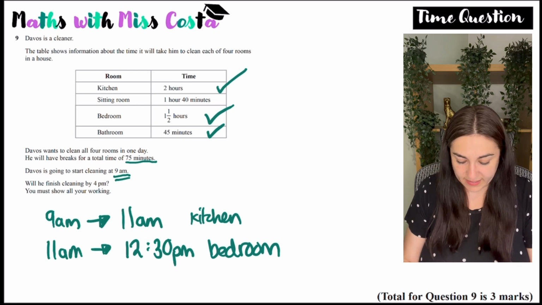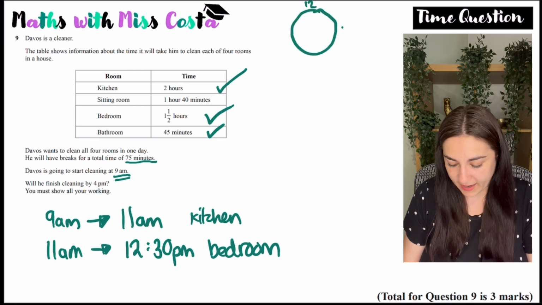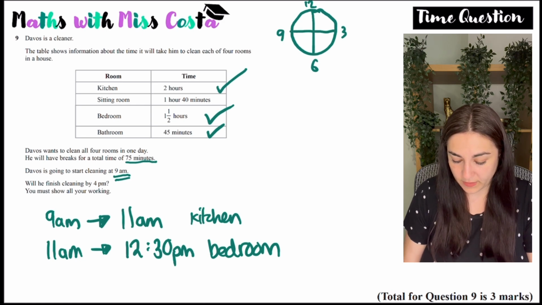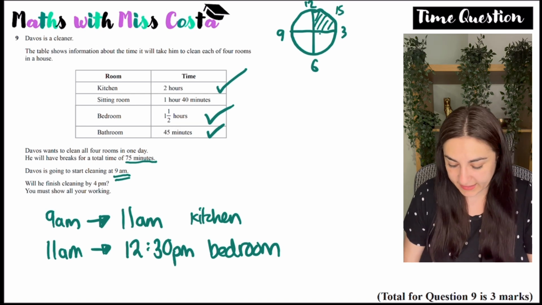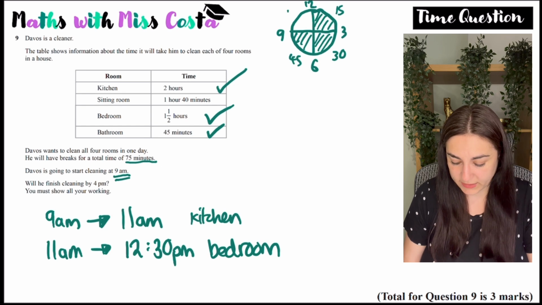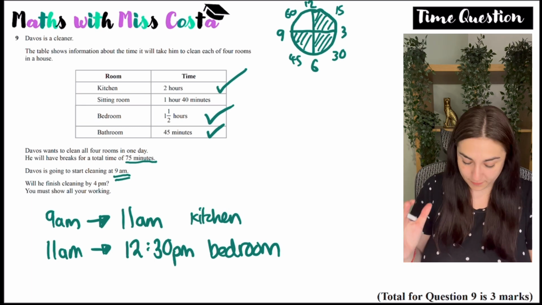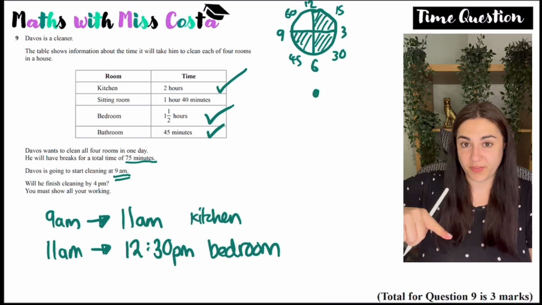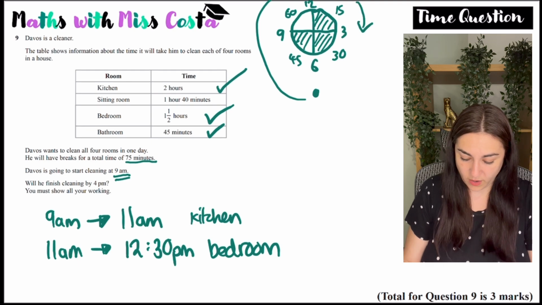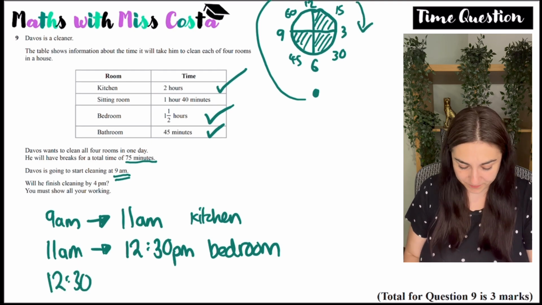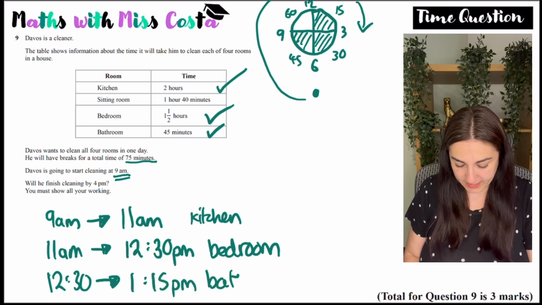Then 12:30 with 45 minutes. Remember, in an hour, you can almost split it into quarters. So a quarter of an hour is 15 minutes, half an hour is 30 minutes, 3/4 of an hour is 45 minutes, and the full hour is 60 minutes. So 45 minutes would take me from 12:30, half an hour round plus 15. So 12:30 to 1:15 p.m. That would be the bathroom.